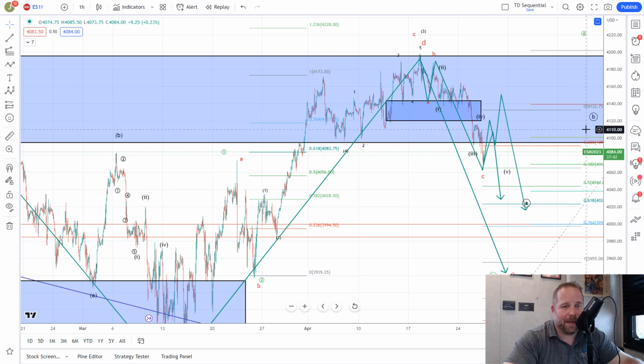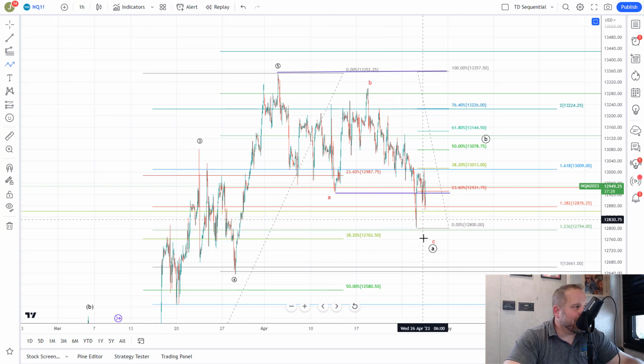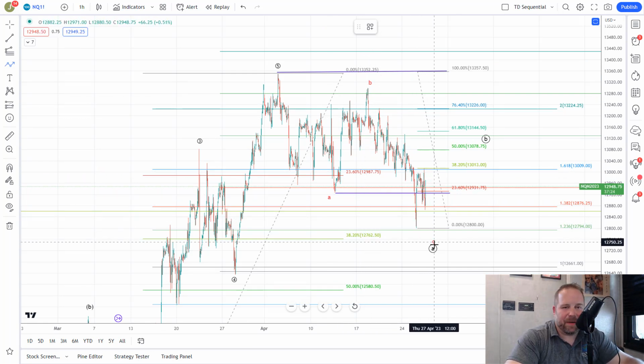Over on the NASDAQ, okay, so on the NASDAQ, they gave us a move down, and then they held up. They did not come down and make a new low like the ES did. So it is possible that the NASDAQ has completed the C wave down.